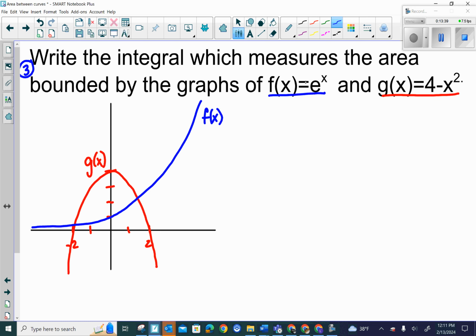Okay. So we draw our typical rectangle. Always draw a typical rectangle. We will set up the integral. The area of that rectangle is going to be g of x, the upper function, minus the lower function.